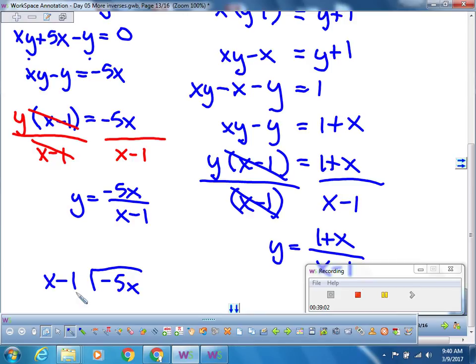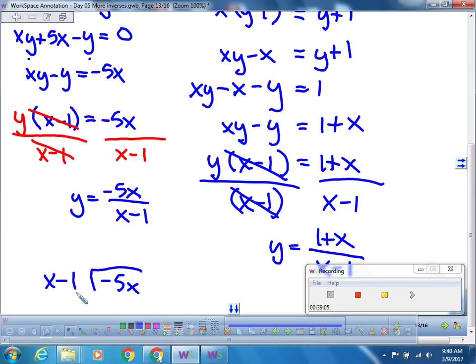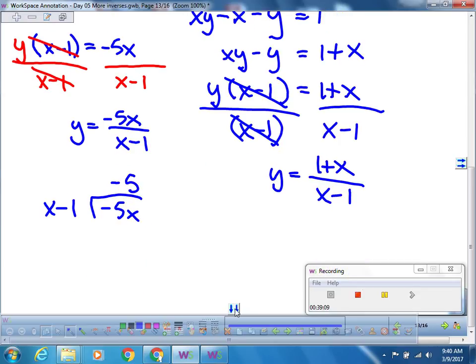X goes into negative 5x how many times? Negative 5. Negative 5 times negative 1 is positive 5. Negative 5 times x is negative 5x. What's my famous phrase? Draw the line and change the sign. So I'm left with a negative 5.